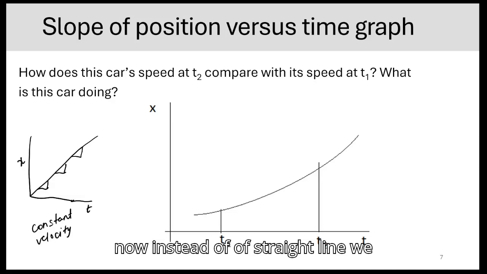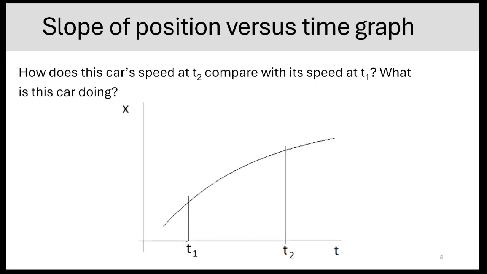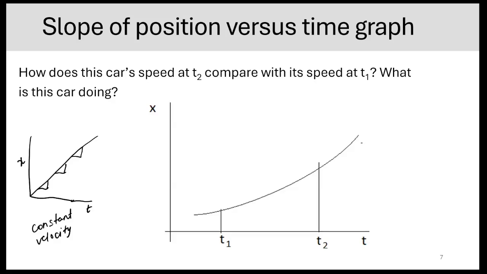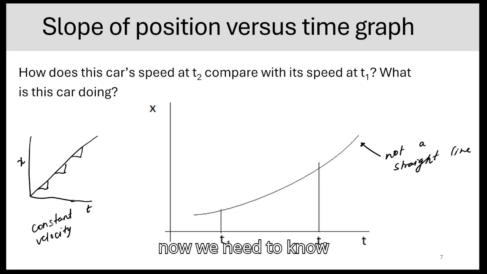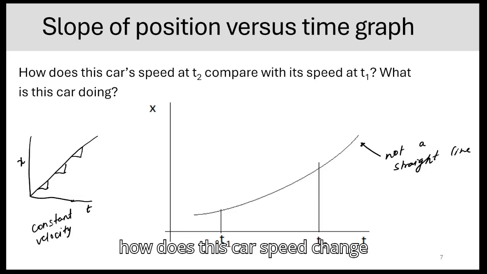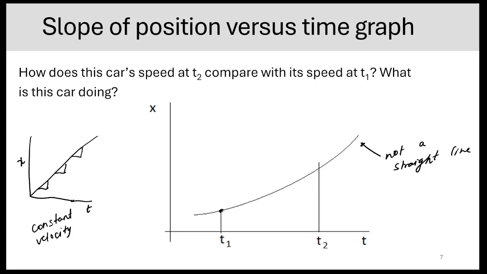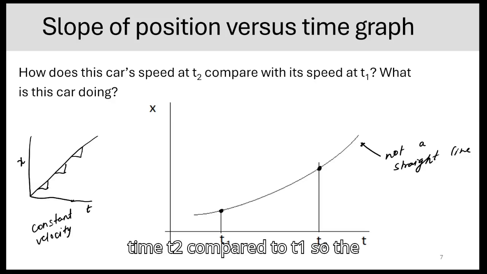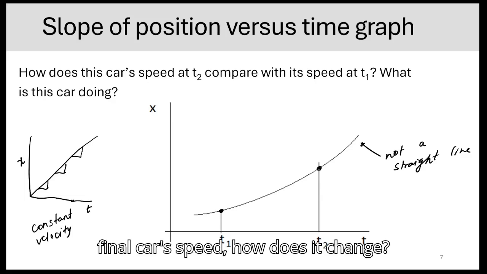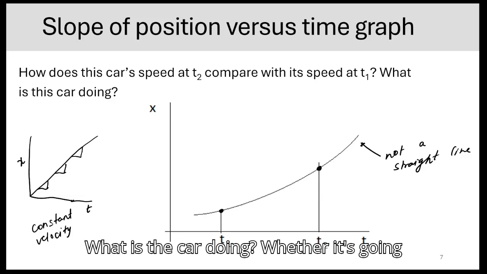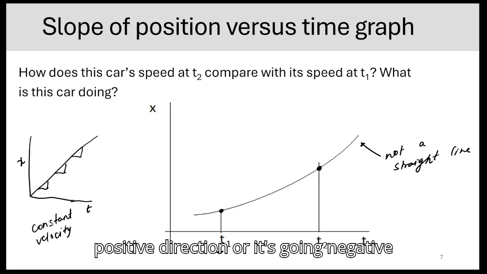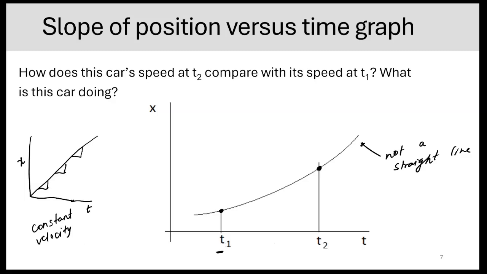Now instead of a straight line we have a non-linear line. Now we need to know how this car's speed changes at time t2 compared to t1. So the initial car's speed versus the final car's speed, how does it change? What is the car doing, is it going in the positive direction or the negative direction?